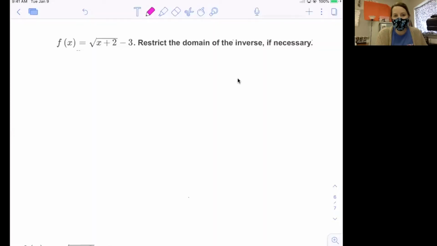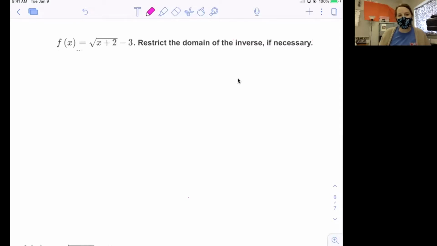There were two questions that asked you to find the inverse of a function and to restrict the domain if it was necessary to do so. It was necessary on both of the questions, and I had very few students who actually did restrict that domain. So I'm going to go through how to find the inverse and then how to know whether or not we need to restrict it and what that restriction is going to be.